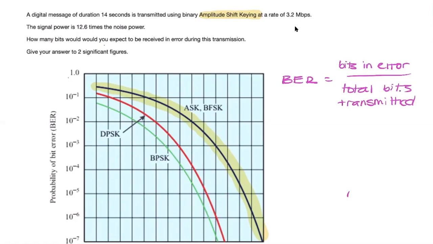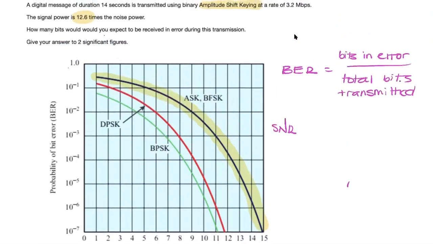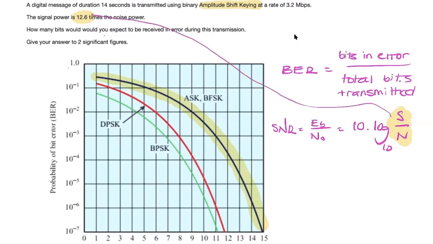Now, the important piece of information is this, the 12.6. 12.6 tells you what the signal to noise ratio is. So your signal to noise ratio, or in this case, it's called Eb/N0, is 10 log 10 of the signal power divided by the noise power. They're telling you that the signal power is 12.6 times the noise power. So you're given that number.